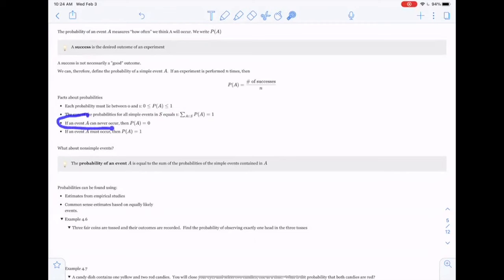If we know an event can never occur, then we define the probability of that event to be 0. If an event must occur, then we define that probability to be 1.